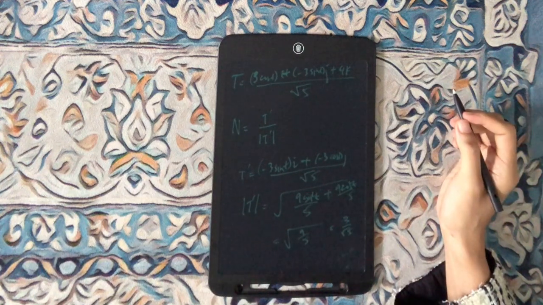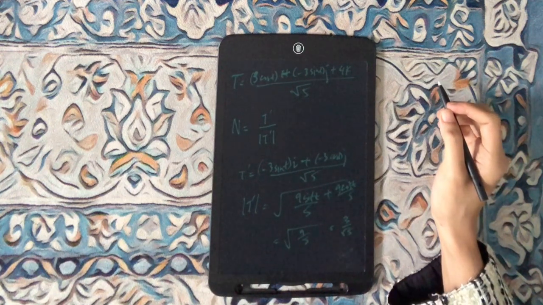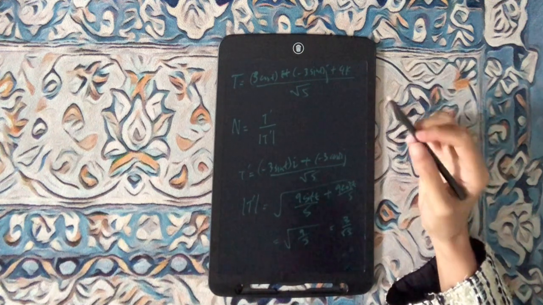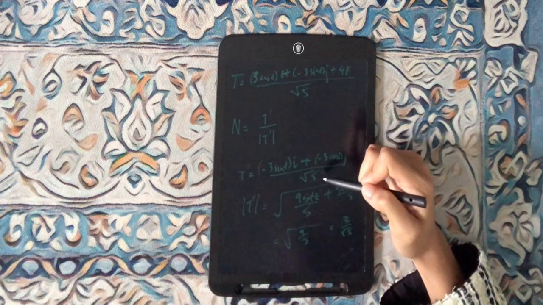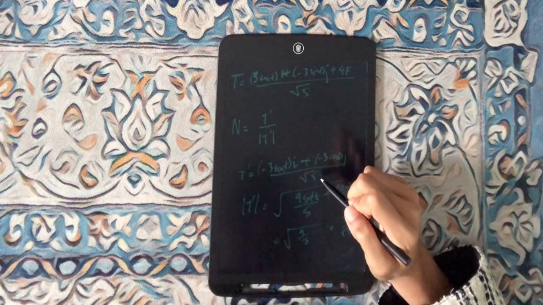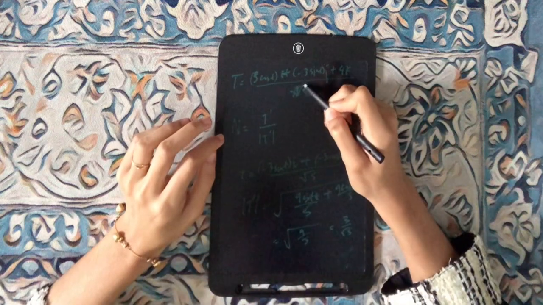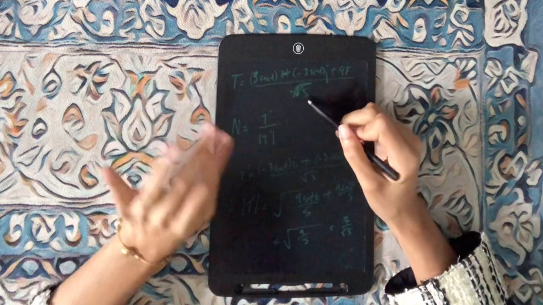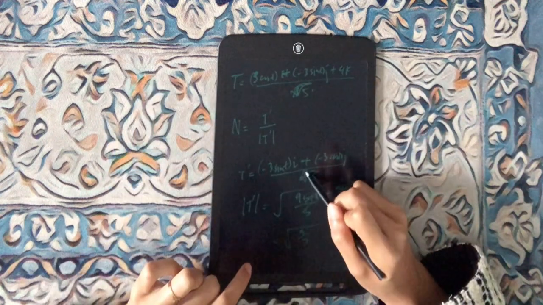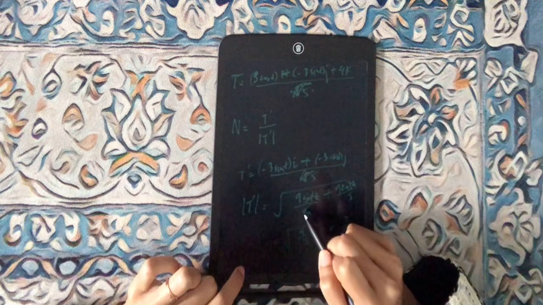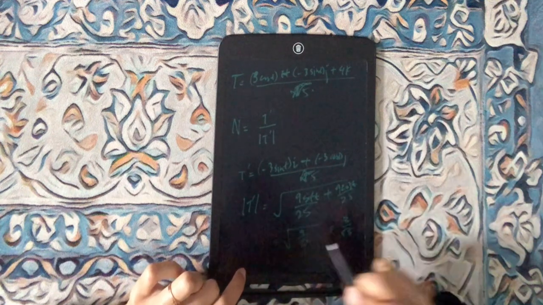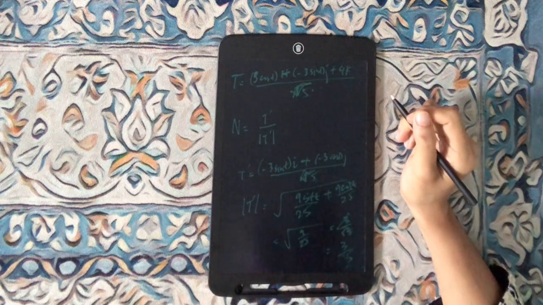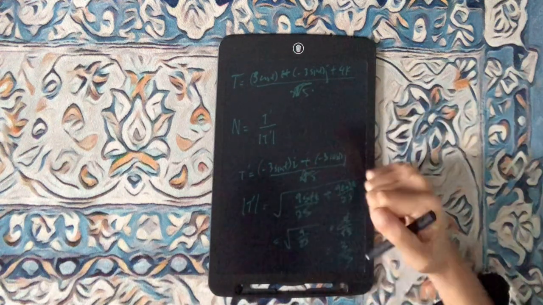Okay, is this correct? Sorry, this one would be 5, so it is over 25. Sorry, my bad. So your answer will be 3/5. Okay, so this is the correct one, 3/5. So the magnitude of T prime is 3/5.